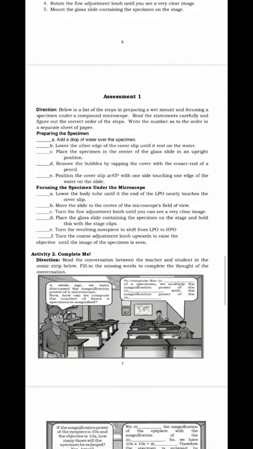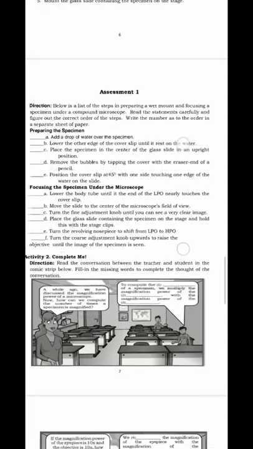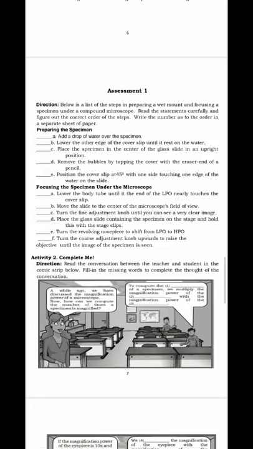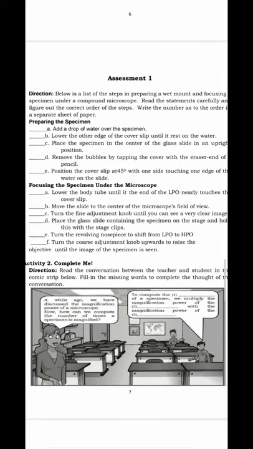Next part is focusing the specimen under the microscope. So it is also discussed in what is it. So just back read and see the different steps. So if you think, you are just going to arrange this A to F and write numbers in the blanks. So if you think letter B, move the slide to the center of the microscope's field of view, is the first step, then write number 1.